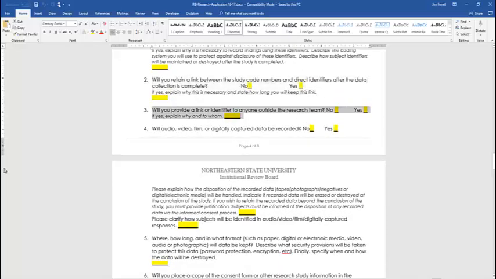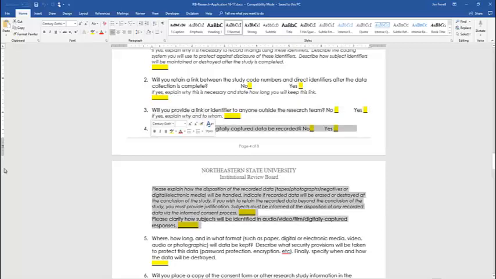3 not so much, but 3 is asking, will you provide a link or identifier to anyone outside of the research team? And if yes, explain why. And again, depends on what they're doing with the data. Maybe they need somebody to coordinate and match the data up with something that students are doing in a school. In that case, they would need to provide somebody outside the research team with those code links, okay? So it's not that it's bad, it's just that if this is happening, we want to understand why.